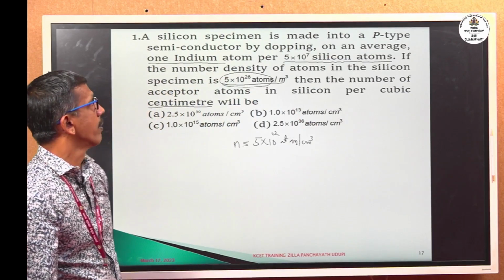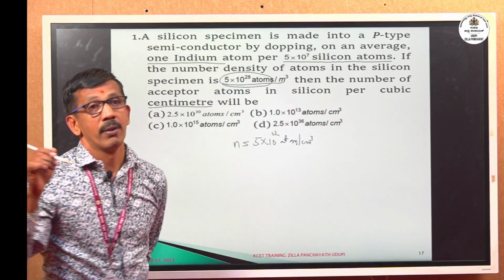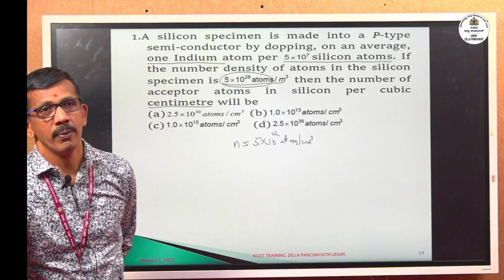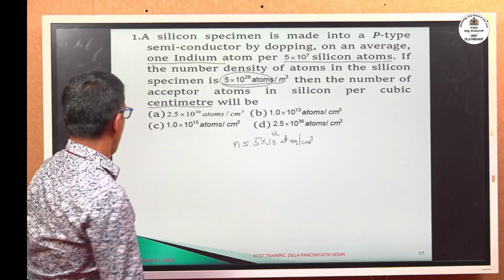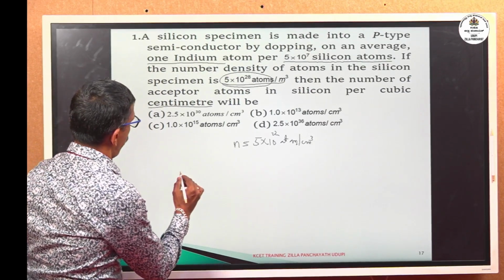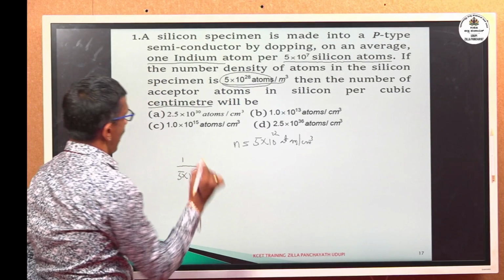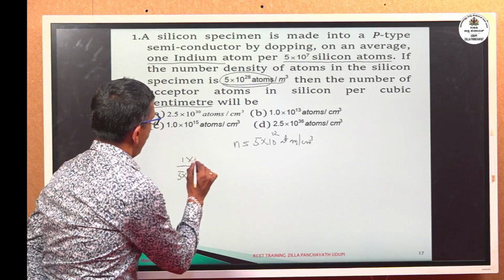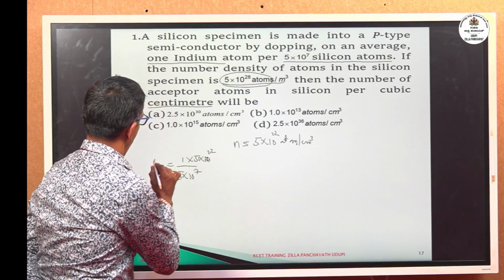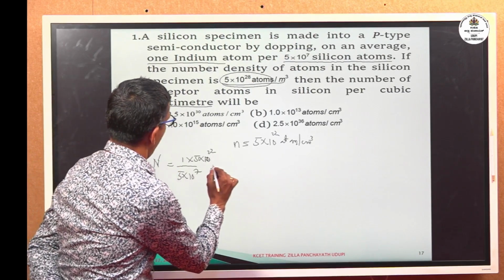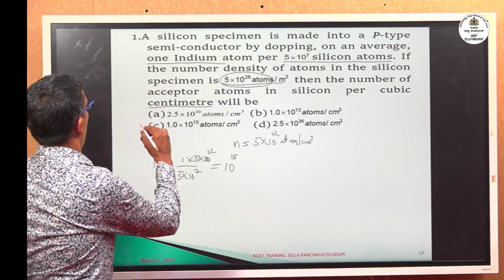So, to convert 1 centimeter cube silicon into p-type semiconductor, the number of impurity atoms added is: for 5 into 10 power 7 atoms, we are adding 1 impurity atom. For 5 into 10 power 22 atoms, how many atoms are required? Say that is capital N. If you simplify, we get 10 power 15 atoms per centimeter cube. That is, option C is the right answer.